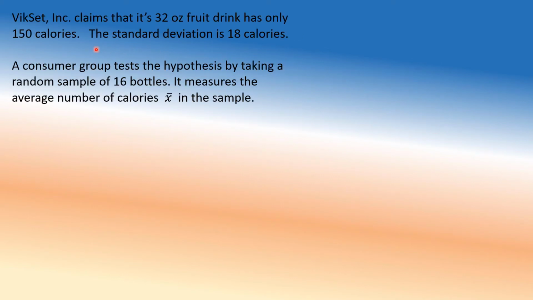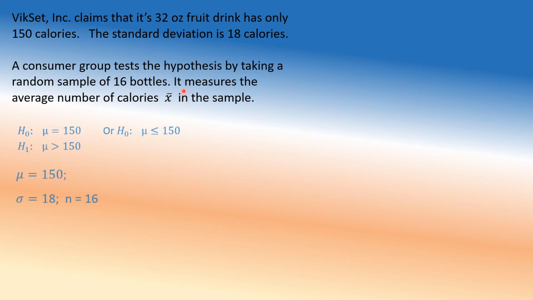So here's a company called Vixet, and the company claims that the 32-ounce fruit drinks they produce have only 150 calories. Standard deviation is 18 calories. This is because of the machines, because of different kinds of fruits, varieties, seasons. There's some variation there that we all understand. A consumer group tests the hypothesis by taking a sample of 16 bottles. It measures the average number of calories, X bar, in the sample. So basically they took 16 bottles and found the average number of calories.